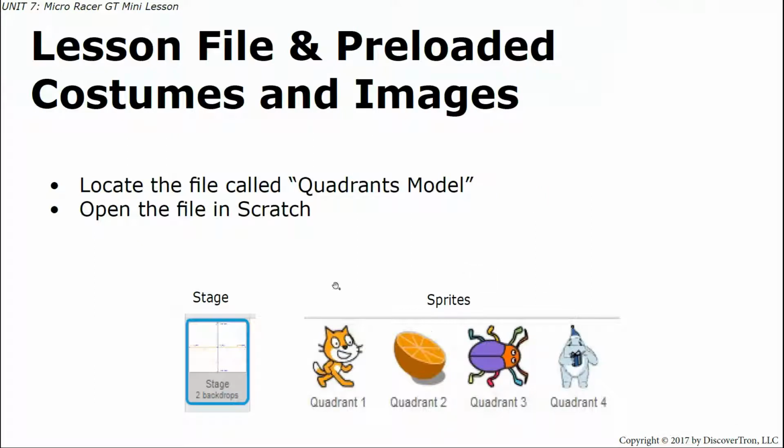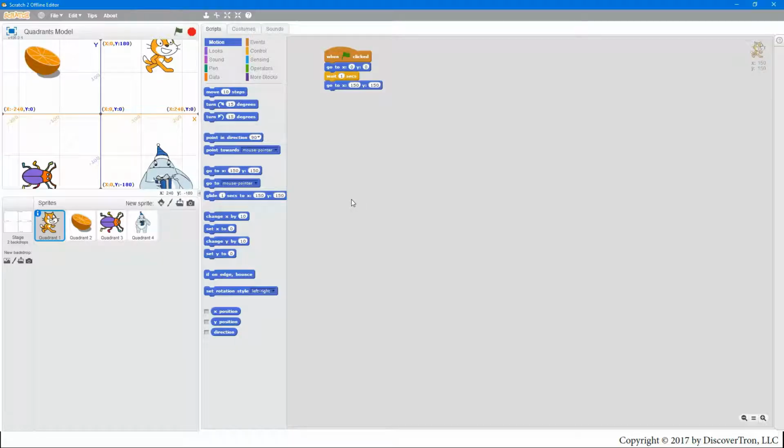To start the program, you're going to look for a file called Quadrants Model. I'm going to go ahead and pause the video and turn on the program so you can see what that looks like. Okay, I went ahead and opened up the program. If you have the curriculum beside you, you might want to look at the files and double check to make sure you have the right file open. This one's called the Quadrants Model file.